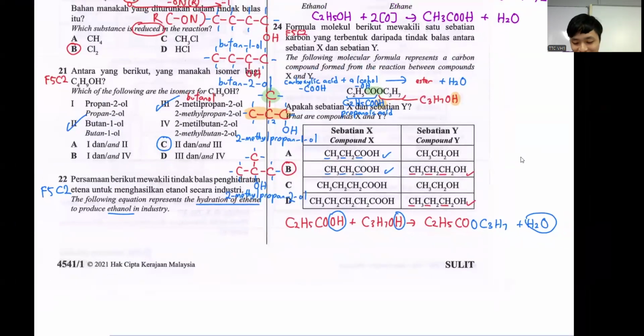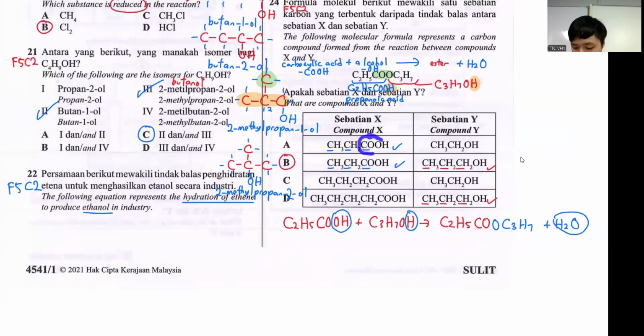Then what are the compounds X and Y here? X, you see that X is COOH. COOH is acid. Y is OH. OH is alcohol. But why for B is there CH3 CH2 CH2 two times? They give you a long form, the other way to write the formula.